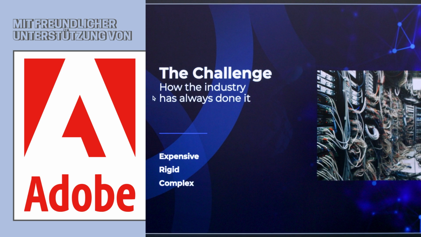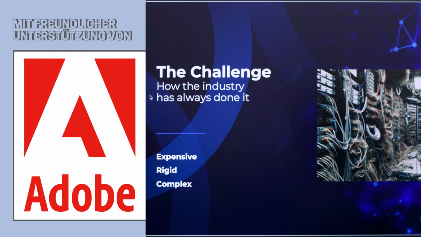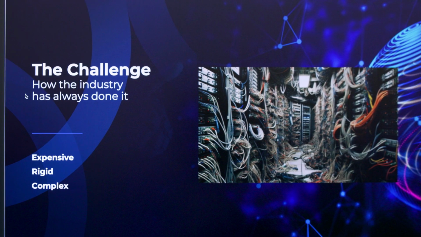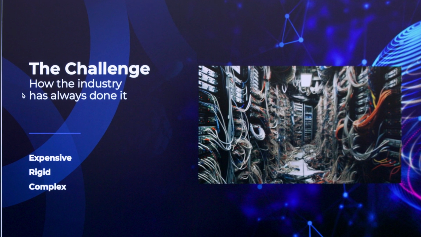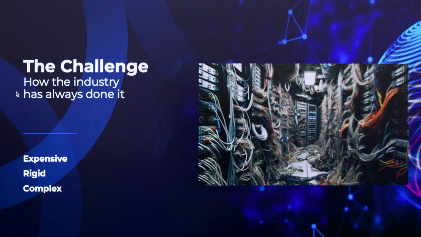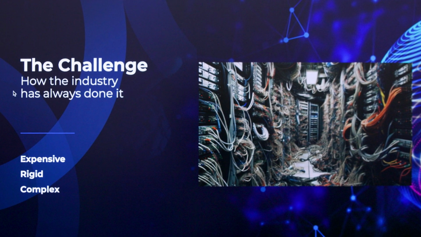So what intelligent orchestration really is, is the automation of cloud-based and virtualized assets to make it easier for people who maybe don't have the expertise to get into production in the cloud. The challenge that we have as broadcasters is that it's expensive to build a large production facility. It's rigid. Once you build it and you've got it in place, it's difficult to change it. And it's complex. It's really hard.